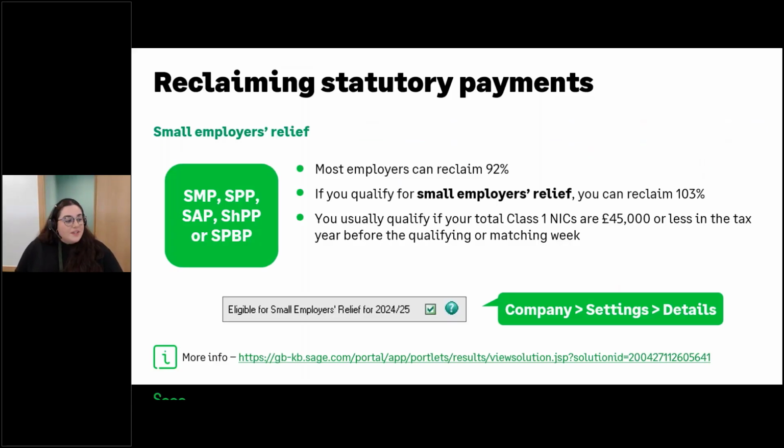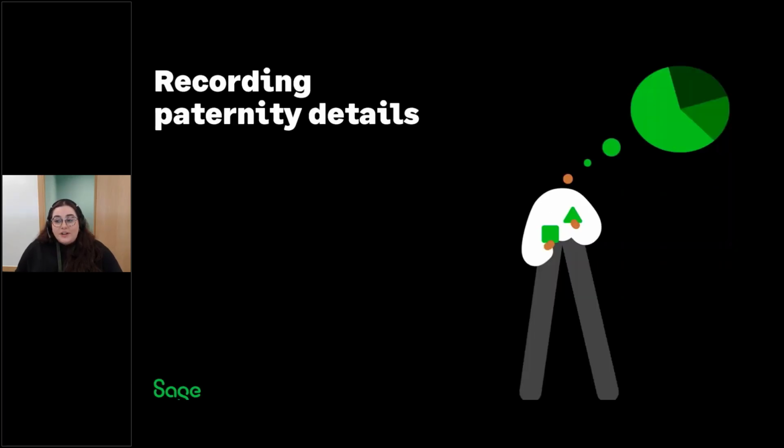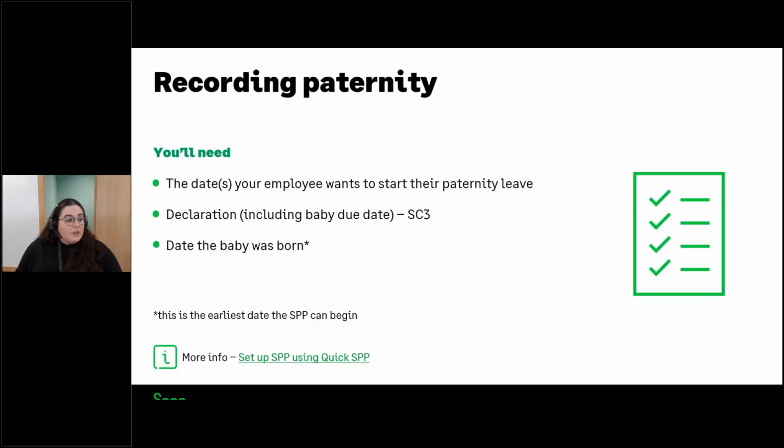So moving on to the next section, which is going to be about recording paternity pay. There are a few things that you're going to need to record this. First of all, you're going to need the dates that your employee wants to start the paternity leave. You're going to need a declaration, which does include a baby due date. This is most commonly the SC3 form. Sometimes employers have their own version of this form, so if you've got your own, by all means use that, but if not, the SC3 form. And you're also going to need the date that the baby was born. So remember, this is the earliest date that the SPP can begin.